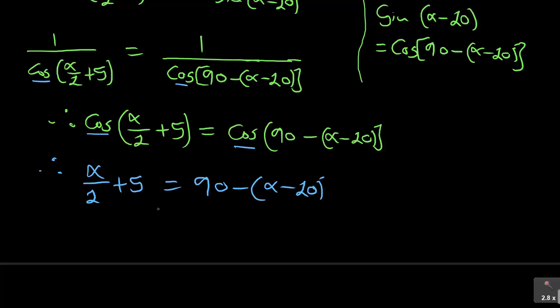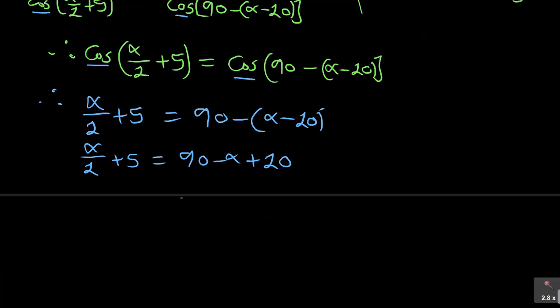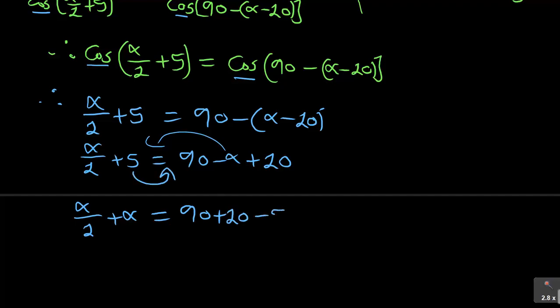So now when you open the bracket, you'll have alpha over 2 plus 5 is equal to 90 minus alpha plus 20, and then you have to solve for alpha. Simple algebra is employed now. Take the alpha to the other side: alpha over 2 plus alpha is equal to 90 plus 20. Now the 5 joins there, it becomes negative 5.